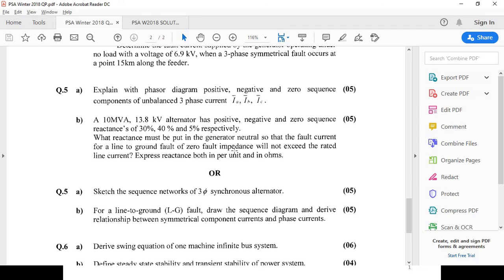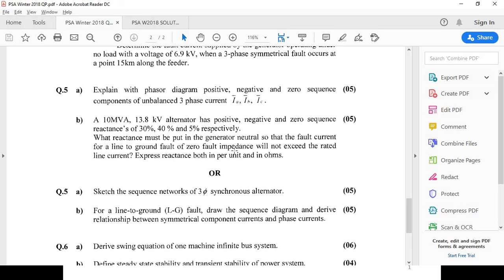Here we have to calculate the reactance which will be put in the generator neutral to limit the fault current, and we know that this reactance is nothing but a current limiting reactor. So what are the specifications of a current limiting reactor? How to select the current limiting reactor? That point we already covered in the unsymmetrical fault analysis unit.